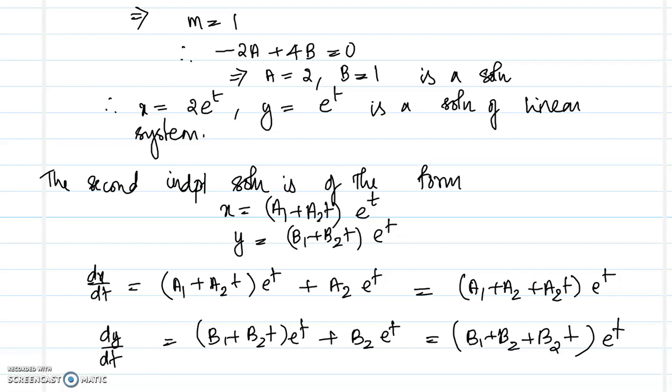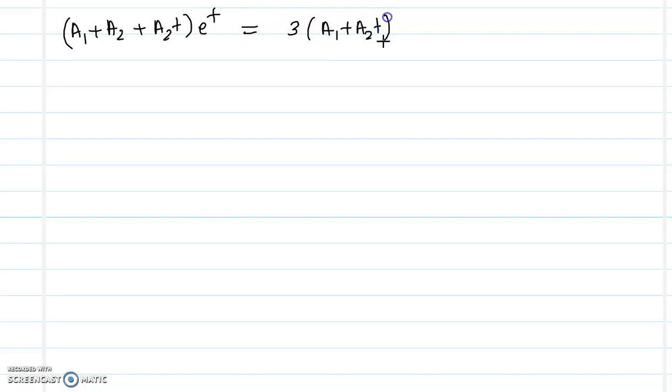Now let us substitute the values into the given equation. So dx/dt will be (a1 + a2 + a2 t) e^t, that will be equal to, so our equation was 3x minus 4y. So 3(a1 + a2 t) e^t, minus 4y. So that will be minus 4(b1 + b2 t) e^t.